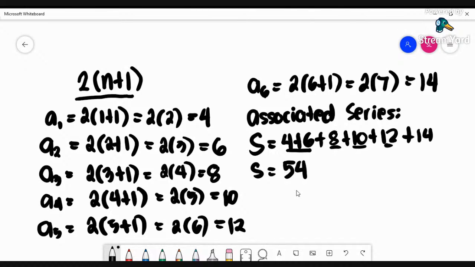Okay, so let's go back to our discussion. For the first equation, we have 2 times n plus 1. And so the number of terms which we are going to find are 6 terms. So we have 4, 6, 8, 10, 12, and 14. And the associated series will be the sum of all the numbers that we have listed. So 4 plus 6 is 10, plus 8, 18, plus 10, 28, plus 12, 40, and plus 14, we get 54. So the associated series will be equal to 54. Okay, so that's it for number 1.